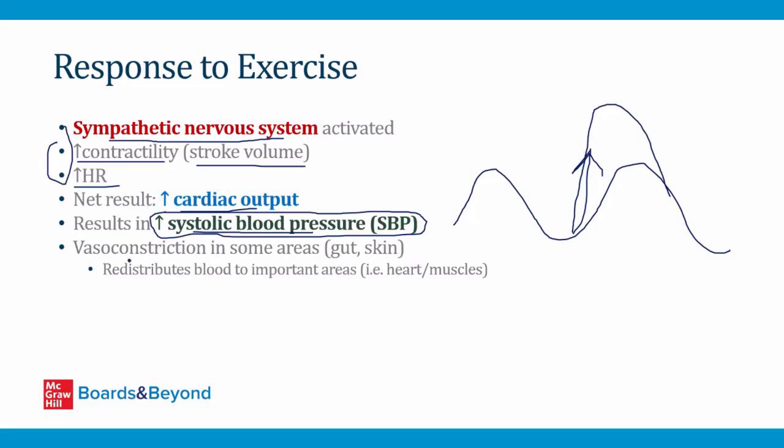The sympathetic nervous system also will cause vasoconstriction to some areas that are not as important to the body, things like the gut and the skin especially. What the sympathetic system is doing is minimizing blood flow to these less important areas and maximizing blood flow to more important areas like the heart and muscles.